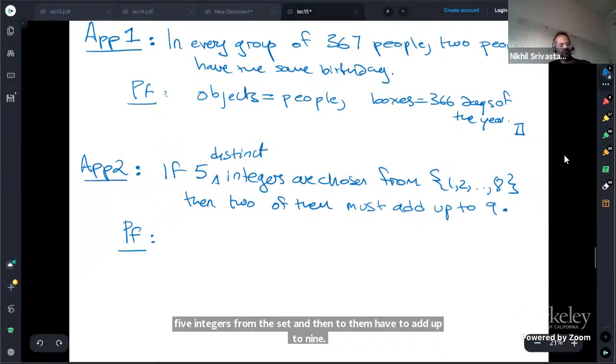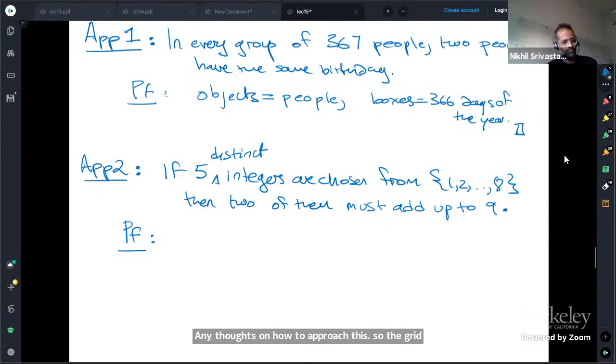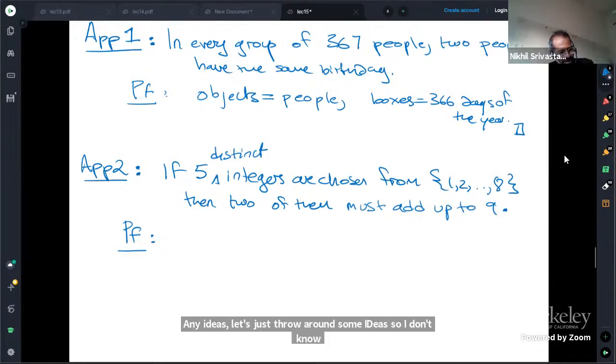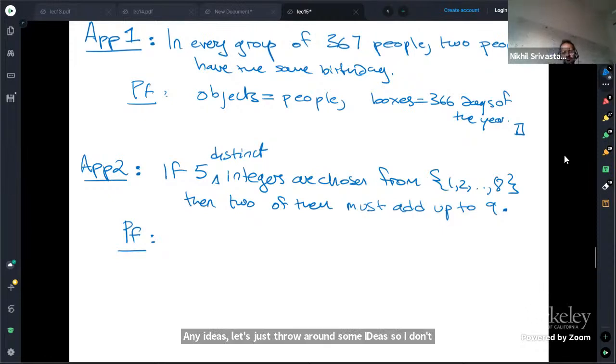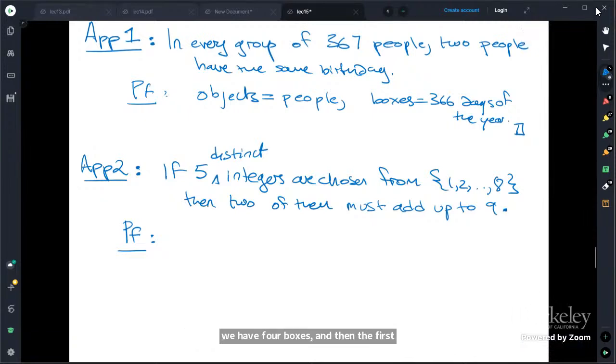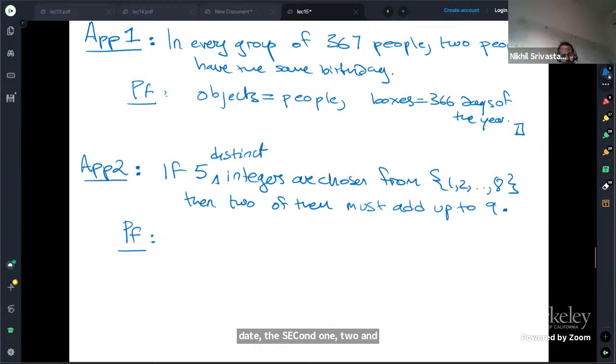Any thoughts on how to approach this? So the creativity is how do you figure out what the boxes are and what the objects are? Any ideas? Let's just throw around some ideas. I don't want to just write the answer down. Let's try to see if we can discover it. Would the boxes be, so we'd have 4 boxes, and then the first one is 1 and 8, the second one 2 and 7, the third 3 and 6, 4 and 5. Yeah, great idea.